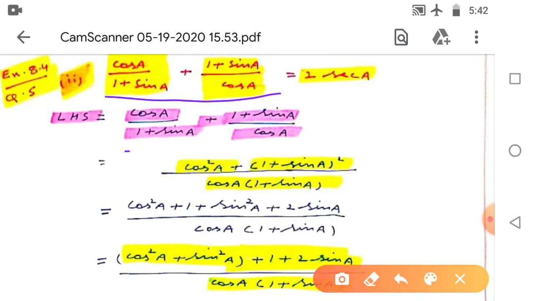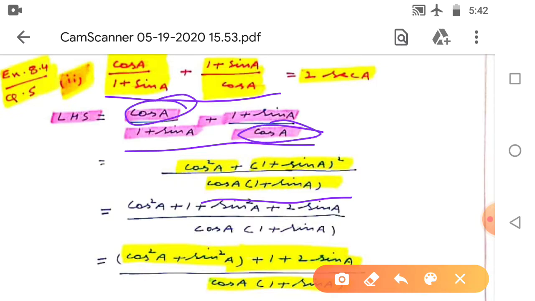Okay, so take the LCM. Cos a into 1 plus sin a is the LCM. So cos a into cos a here, this is cos square a, and 1 plus sin a whole square. When you take the LCM, right, the LCM is cos a into 1 plus sin a. So here we need to multiply this numerator with cos a, and here we need to multiply this with 1 plus sin a. So it becomes cos square a plus 1 plus sin a whole square upon cos a into 1 plus sin a. Is it clear?